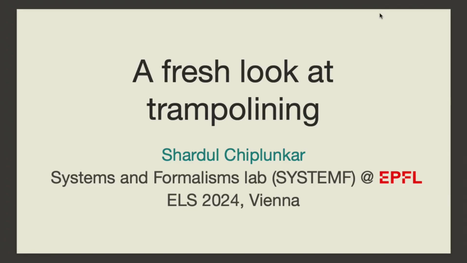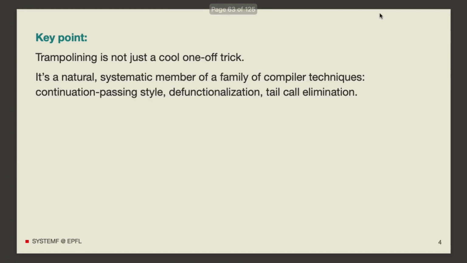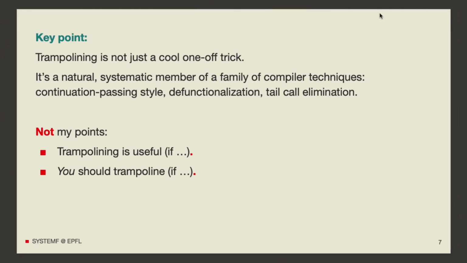So I'm here to give you a fresh look at trampolining, and my key point is going to be that trampolining is not just a cool one-off trick, it's rather a systematic and natural member of a whole family of compiler techniques, which no doubt you're familiar with, like continuation passing style, defunctionalization, and tail call elimination. So I'm not here to claim that trampolining is useful or under what conditions, or that you should use trampolining or under what conditions. I'm just here to give you this new perspective.